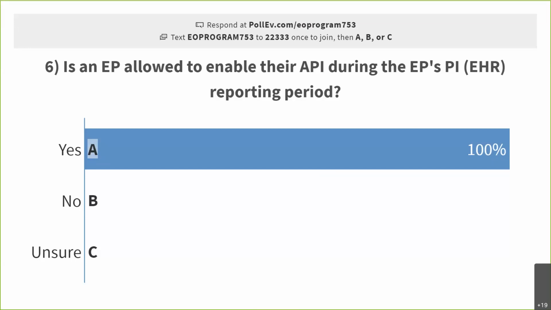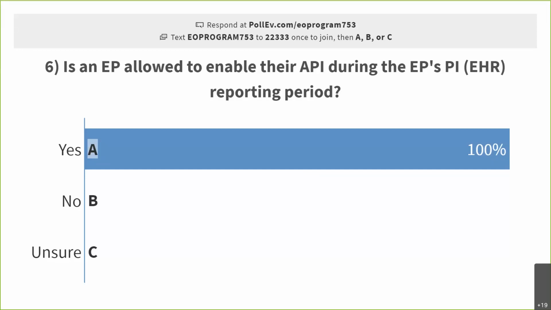Okay, looks like everyone's choosing A. You are correct. So the caveat here is, as we previously discussed, enabling during the period is allowed only if the EP could still exceed that 80% threshold. So if the EP saw 50% of their patients during that 90-day period, okay, so they have an in-year reporting period of October through December.